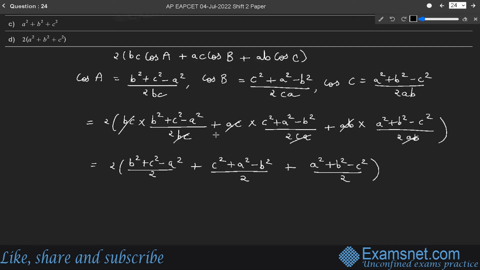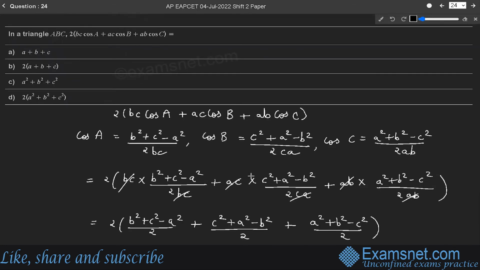Now again, taking 2 common, it becomes 2 into C square plus A square plus B square divided by 2. And this 2 and 2 will be cancelled. So the remaining terms will be A square plus B square plus C square. This is the required value for the given expression. So we can say that the correct option is option number C here.